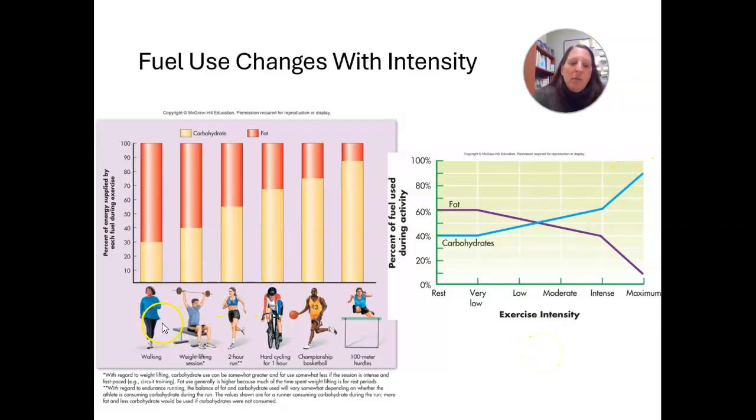Okay. And so, walking, you're going to use fats and carbs, probably more fats than carbs. As you increase intensity, maybe weightlifting, there's a little bit of a shift, a little bit more carbs are used. A 2-hour run, maybe half and half. Hard cycling for an hour, now you're going to use more carbs than fats. Fast-paced basketball, again, more carbs than fats. 100-meter hurdle, where you need these short bursts of energy, much more carbs than fats. And again, some of this may be anaerobic when you get into this high intensity.